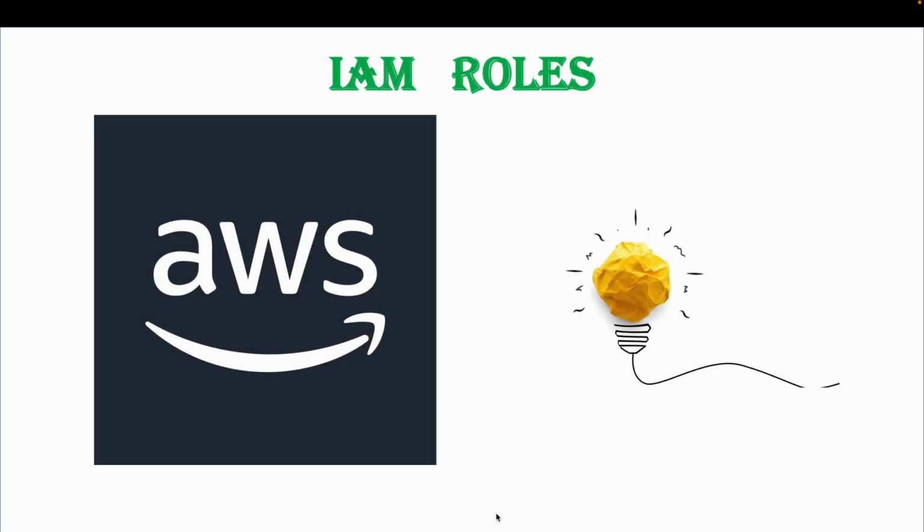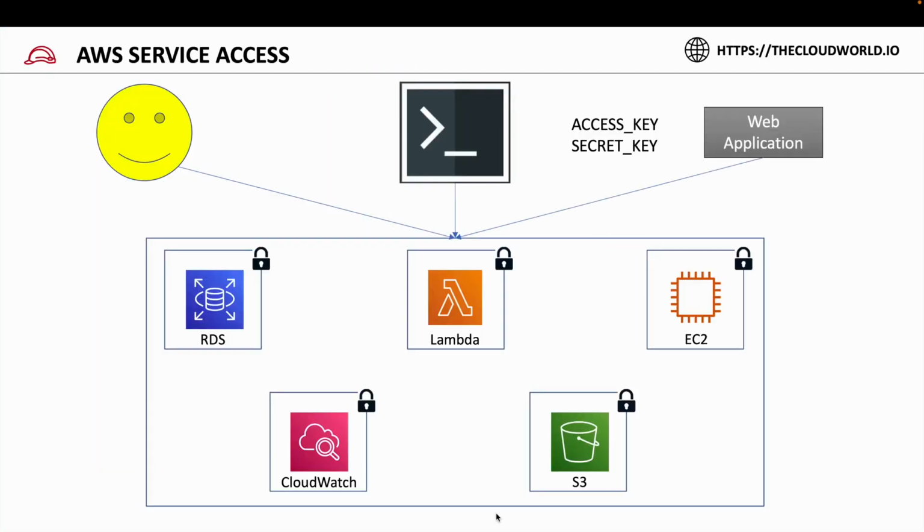In this lecture, we will look into IAM roles. So, who can access the AWS services? One is the user itself, the IAM user. Secondly, we can use our CLI to access the AWS services. And third, we can use any web application to access our AWS services. We can also use SDKs to access our AWS services.